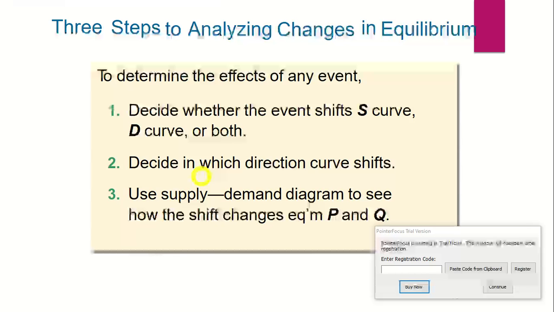Is it positive or negative for supply and demand? And then the third step is to use the supply and demand diagram to see how the shifts change the equilibrium for price and quantity.